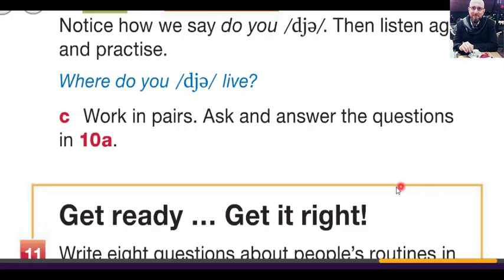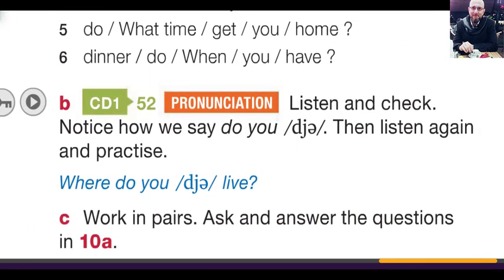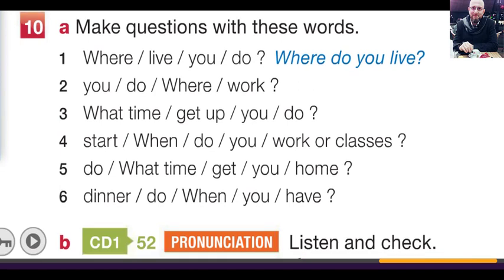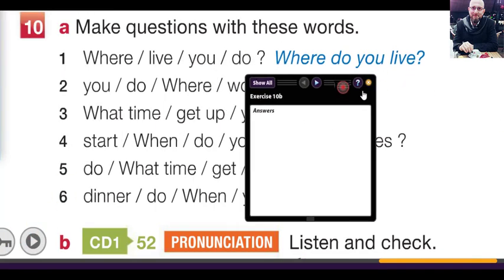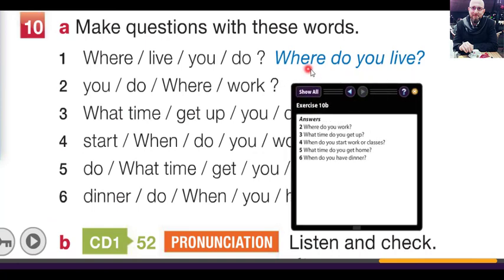Okay, and the last exercise here, if you are in the class or you are studying online with someone, work in pairs, ask and answer these questions. You ask your partner these questions, okay? Where do you live? You say, I live in, for example, Istanbul, in Beylikdüzü. Where do you work? I work in Şişli. I work in this place, okay?